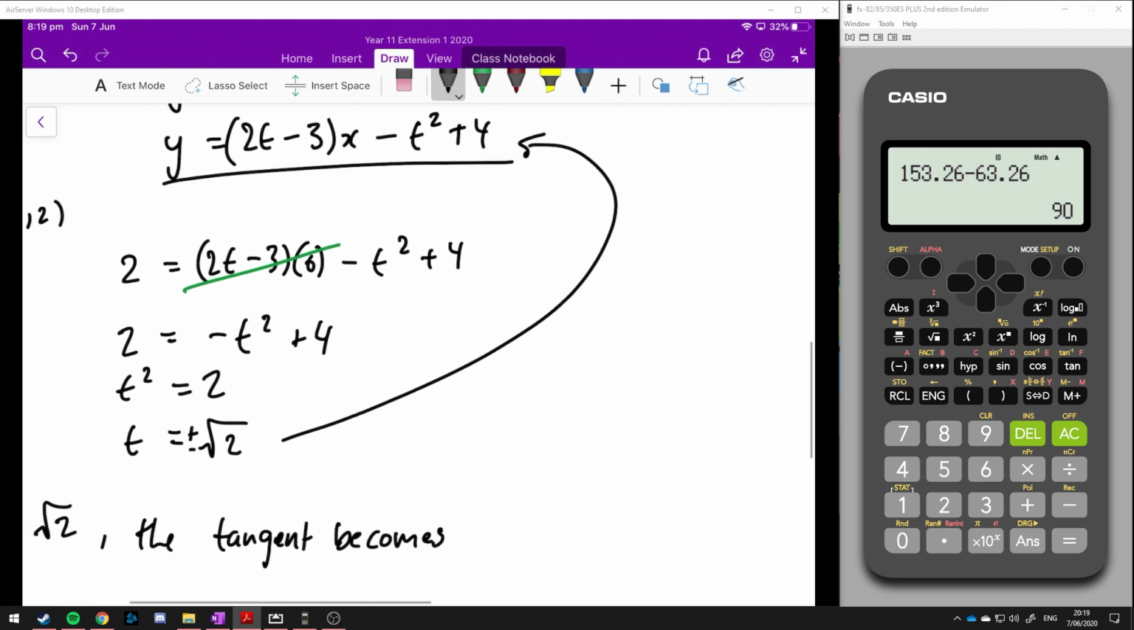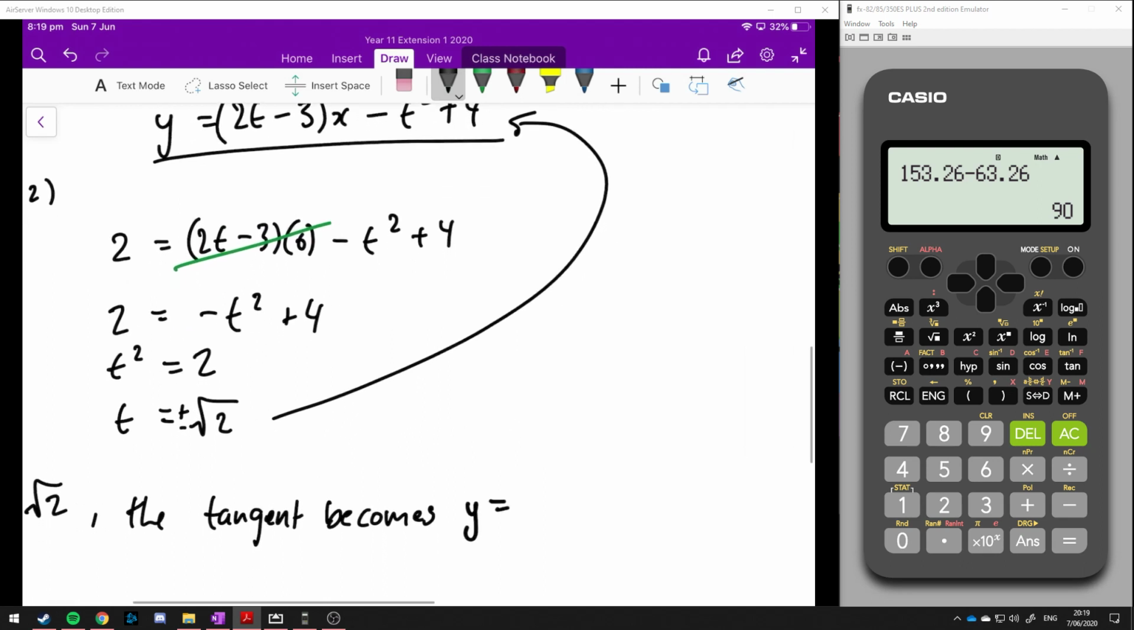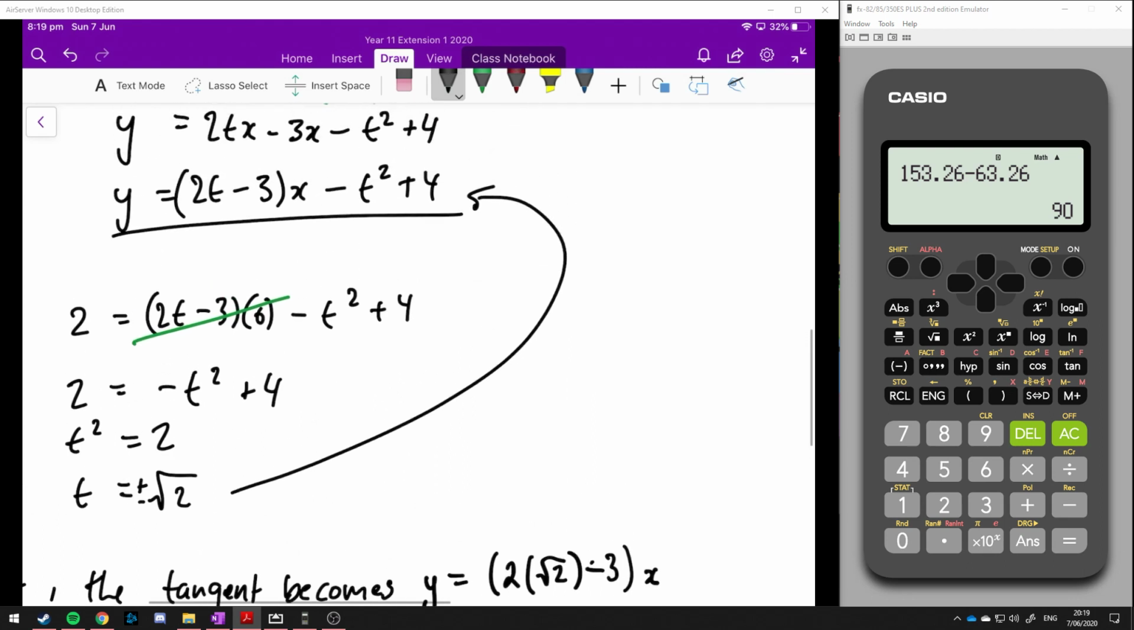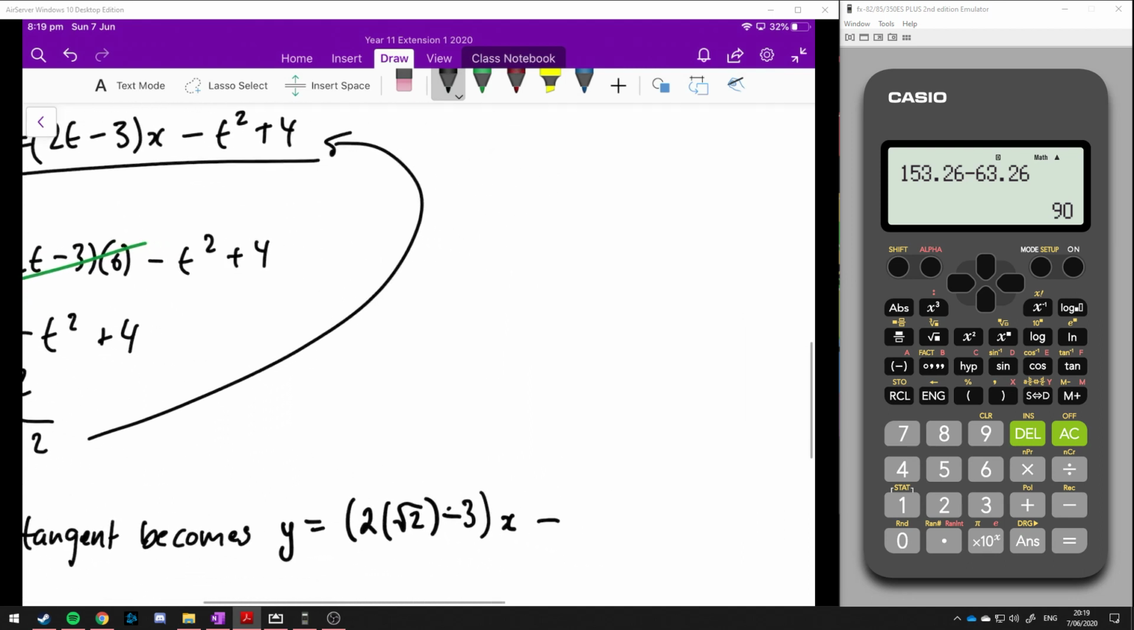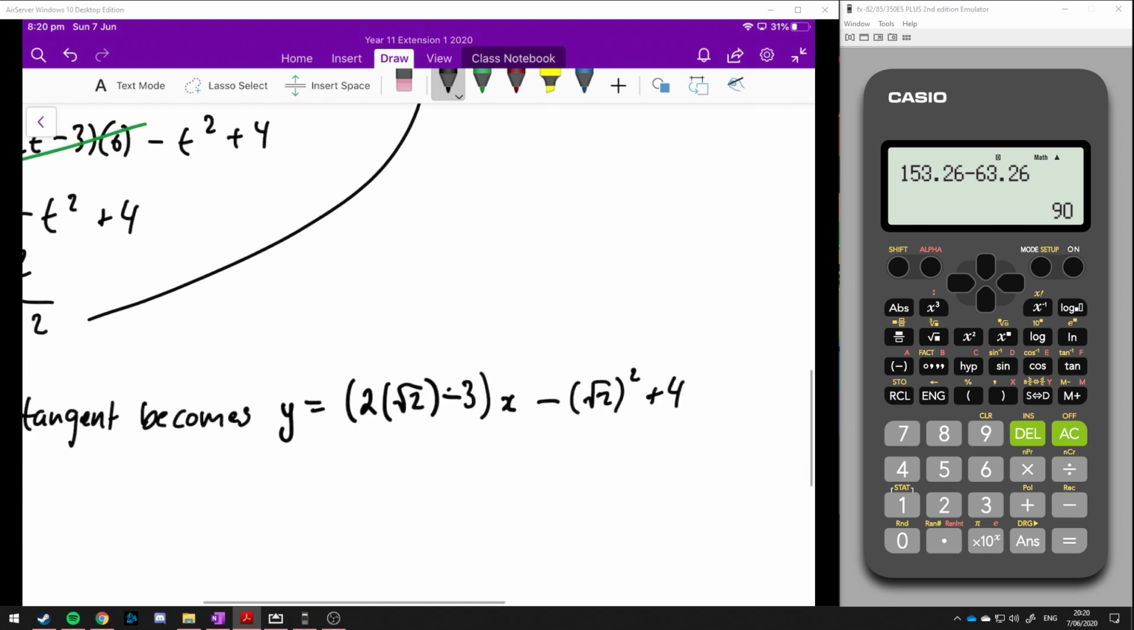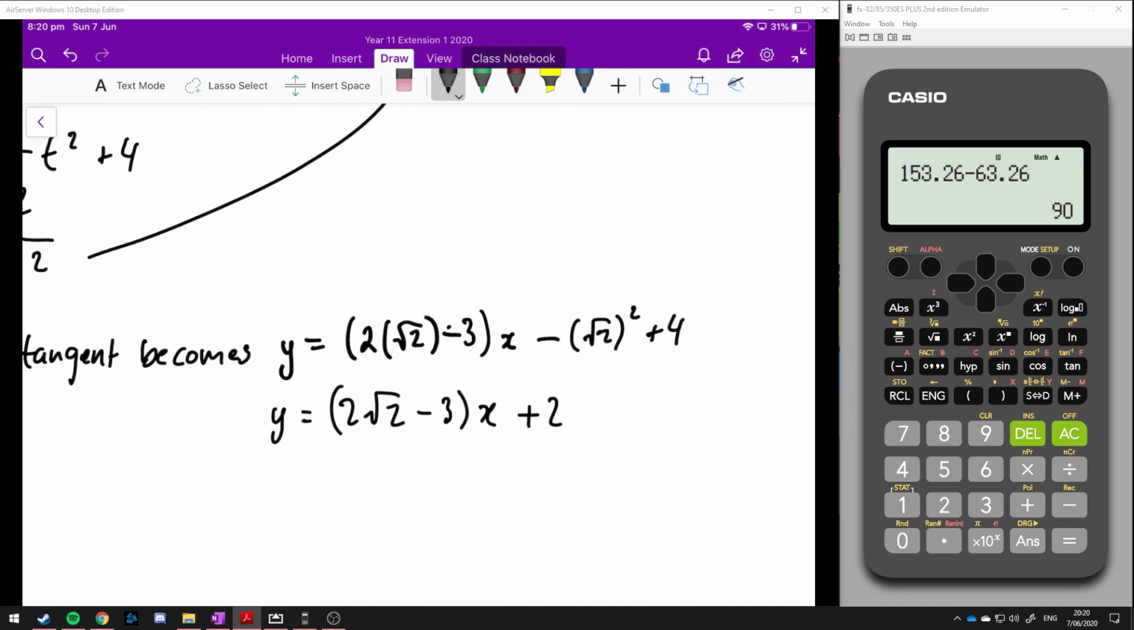So we're going to get y is equal to 2 lots of the square root of 2 minus 3 lots of x minus, and it's not going to be t squared, it's going to be the square root of 2 squared plus 4. So y is equal to 2 root 2 minus 3 of x minus, negative 2 plus 4, well, that's just plus 2. So that's the first equation of this point.